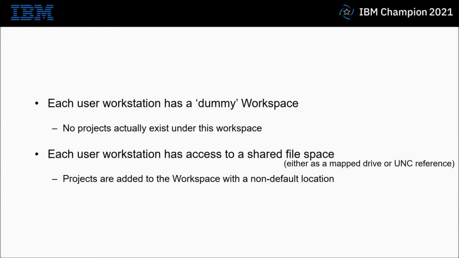In this practical demonstration, I will show how multiple workstations, in this case two, will have a dummy workspace on each machine. No projects will actually exist under this dummy workspace. Each workstation will also have access to a shared file space. I have mapped this as the W drive, but I will also show it using a UNC reference. Projects will be added to this workspace with a non-default location.